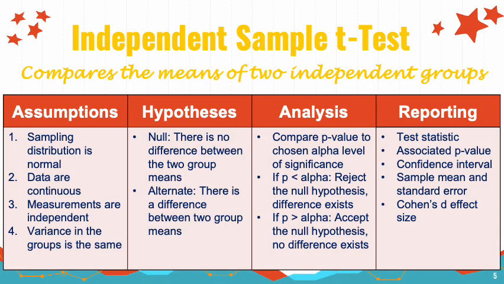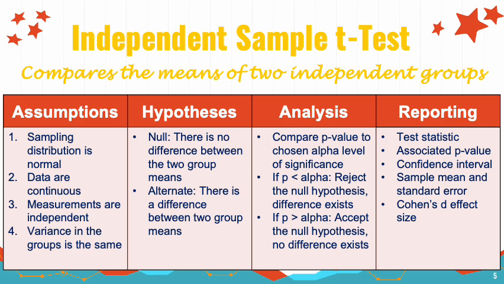The independent sample t-test is used when there are two independent groups whose means you are going to compare. By independent groups, we mean that the subjects or members of one group cannot be subjects or members of the other group. Each subject or member is in one and only one group.